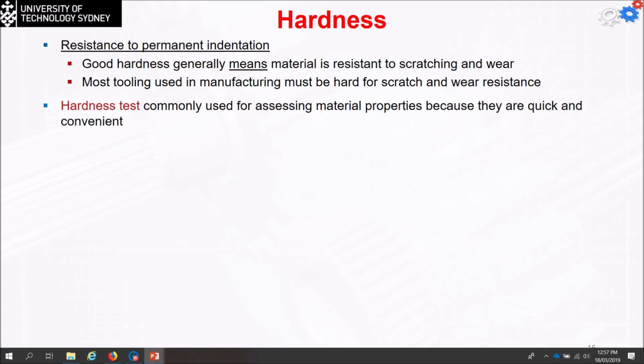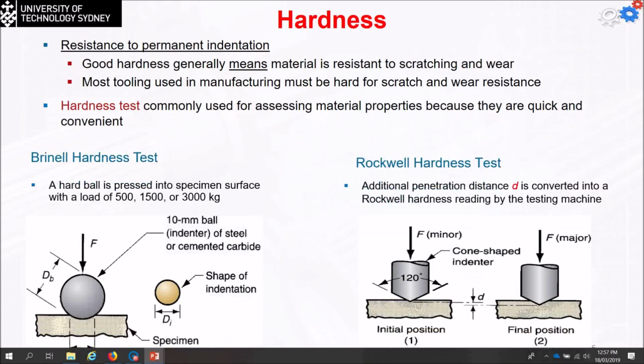We have a hardness test simply to assess the hardness of the material we are going to use. This is divided into two types, and that's why we have two scales for the hardness of the material. The first, which is the most common one, is called the Brinell hardness test. The other type is called the Rockwell hardness test. Now, the principles are the same, but the tool they use to test the metal is different.